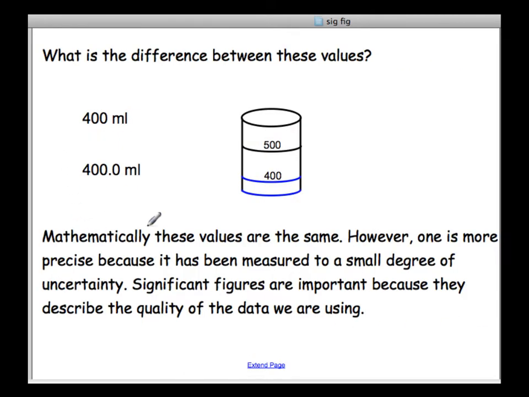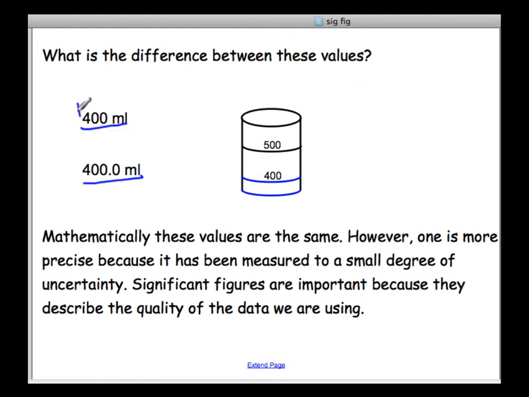When you look at these two numbers, 400 milliliters and 400.0 milliliters, you'd say, what's the difference? They're the exact same. If I was going to punch them in the calculator and do any sort of mathematical equation, I'd have the same exact result, no matter what. And you're absolutely correct. 400 and 400.0 are exactly the same. But the difference is in how they were measured.